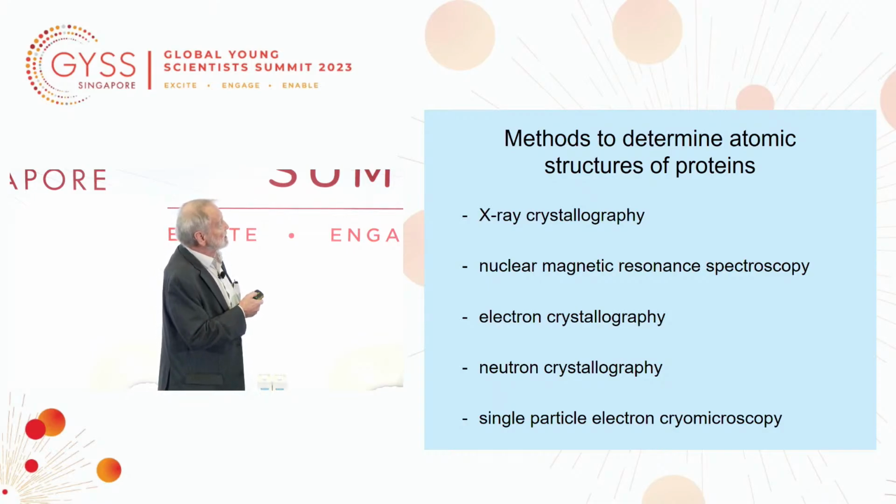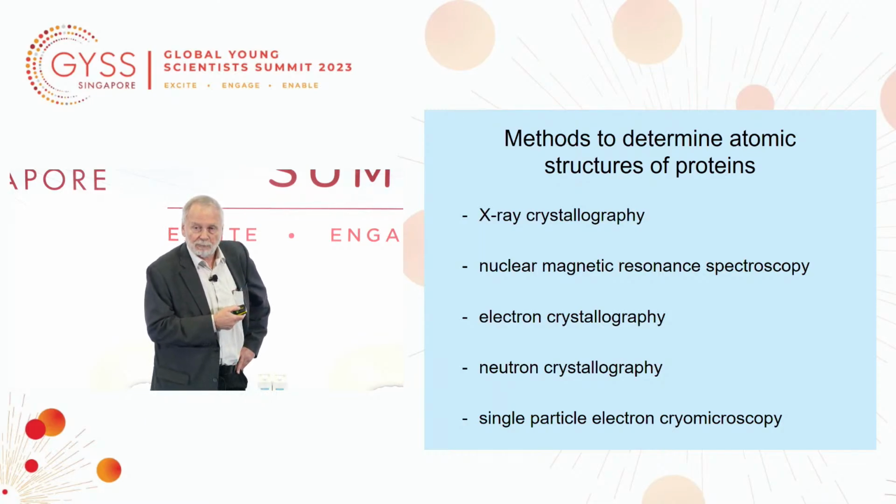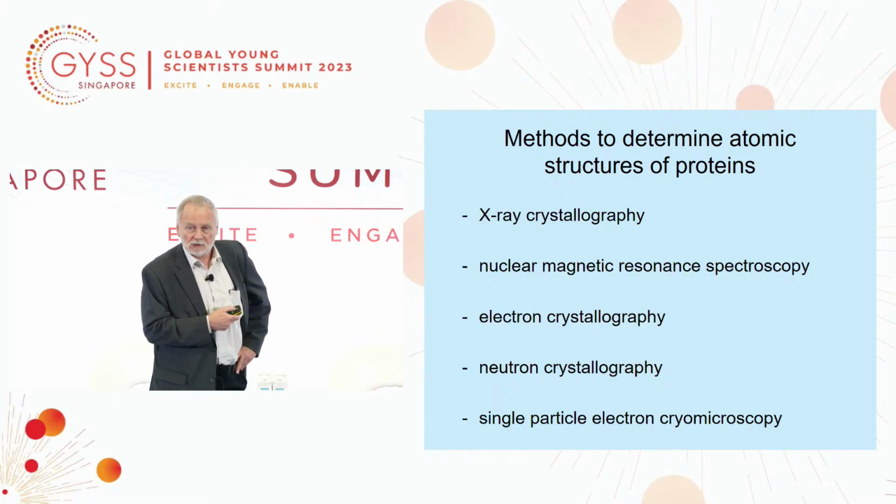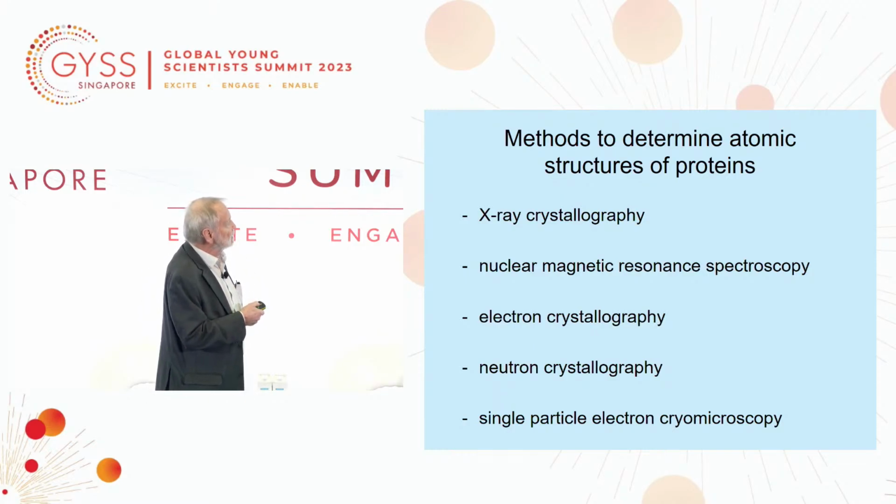So we have X-ray crystallography, mainly due to the work by Max Perutz already in the 60s of the last century. And this is mainly what I also used. The next method which came was nuclear magnetic resonance spectroscopy, which works for proteins up to 30,000. We have electron crystallography. There are only 2 or 3 examples where electron crystallography could be used to determine structures of proteins. We have neutron crystallography.